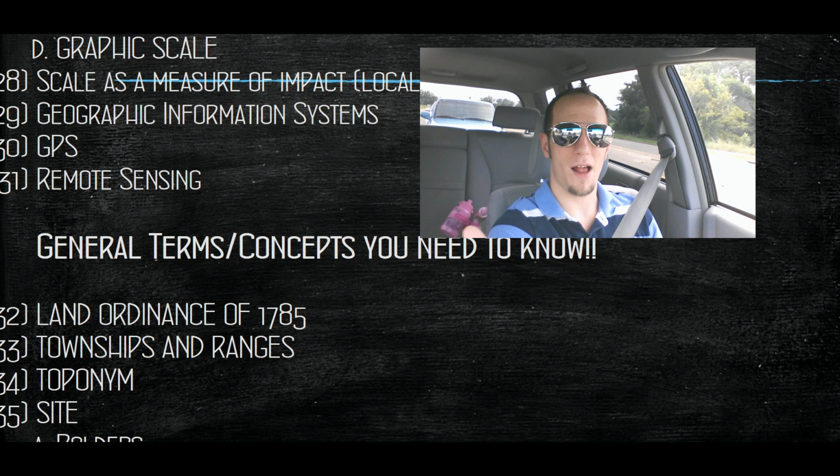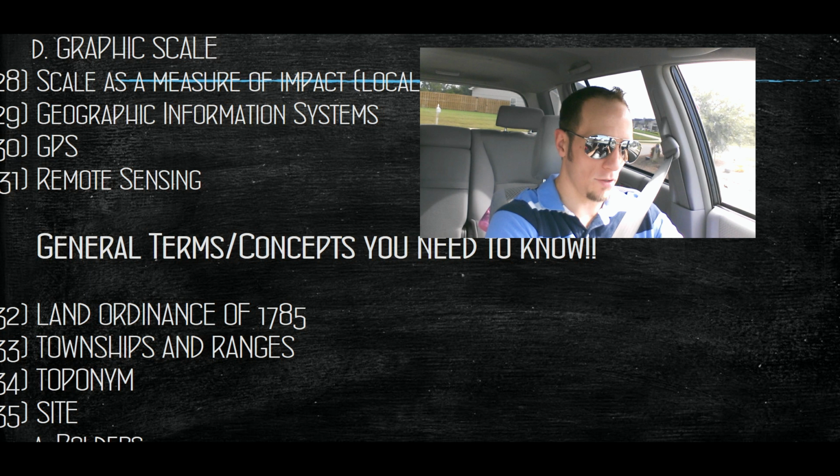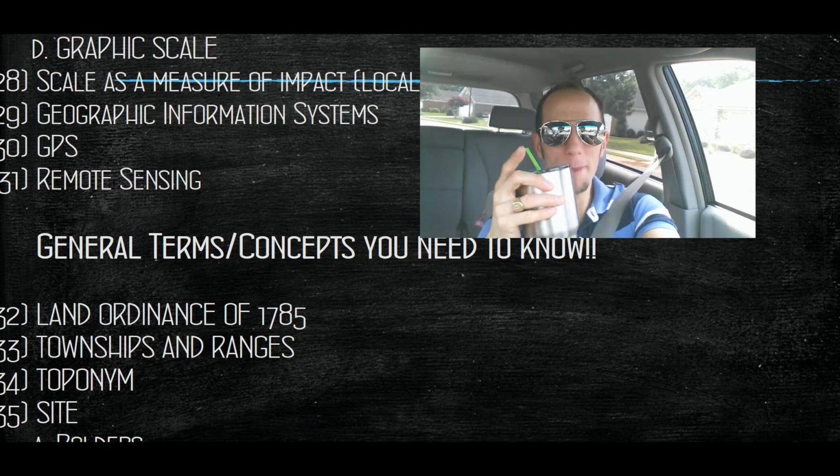Finally, we're going to finish up our discussion on the tools by looking at geographic information systems, GPS, and remote sensing. Geographic information systems use quantitative data, or numbers of some sort, to form layers of information that you combine onto a map. And so you're using geographic information systems to create a map using layers of information. That's the important thing. If you know that, you're going to do well on my test.